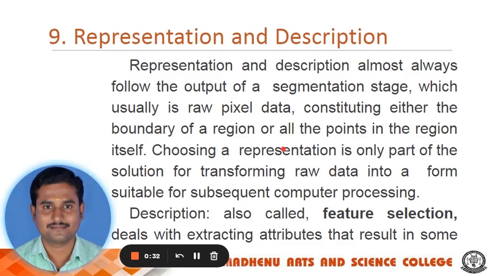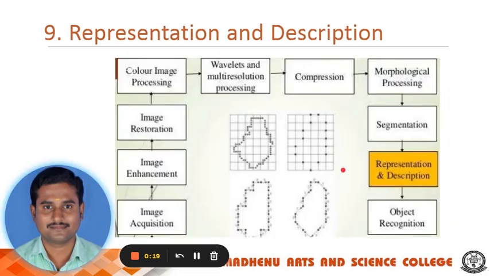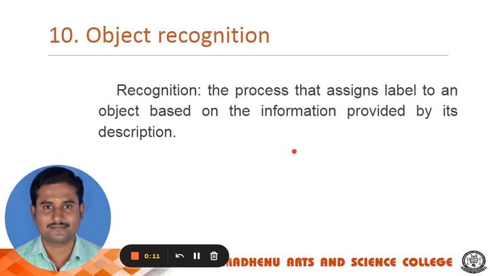Next, representation and description. As we already discussed, representation is nothing but feature selection. The identified features of the images were selected. Here these are the various features of the images that were selected. Finally, object recognition. After applying all these processes, our object has been recognized.